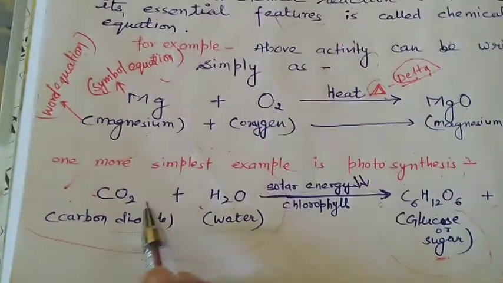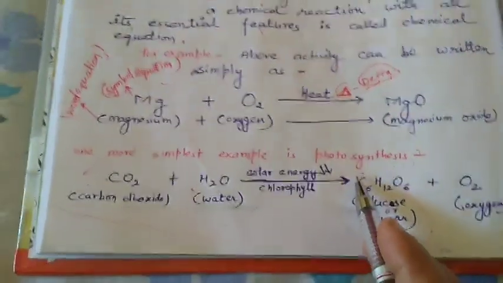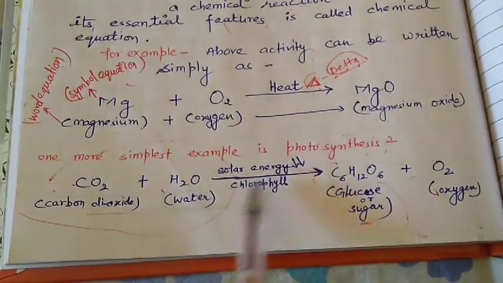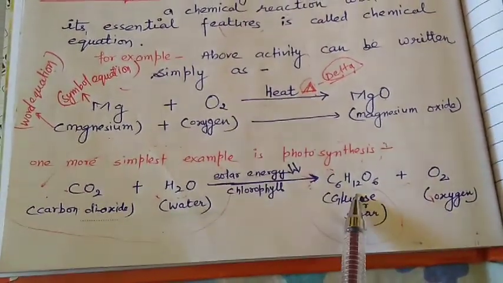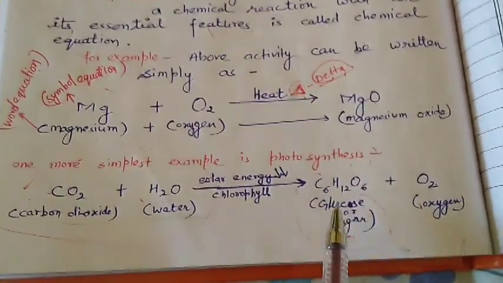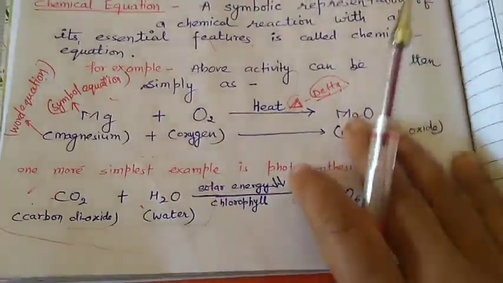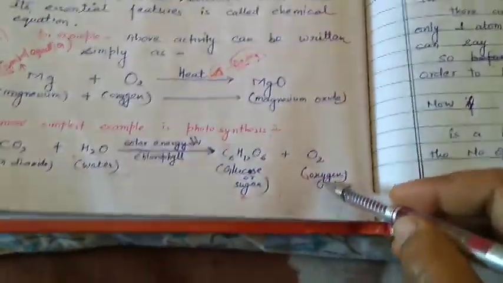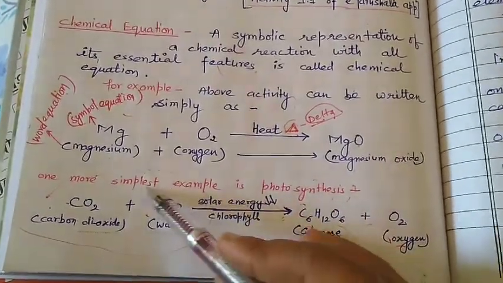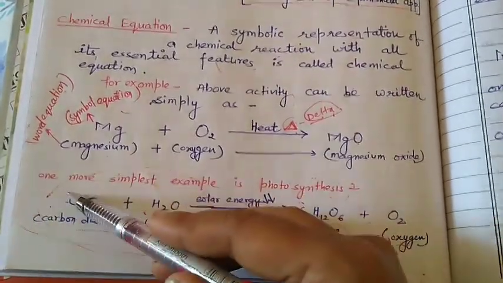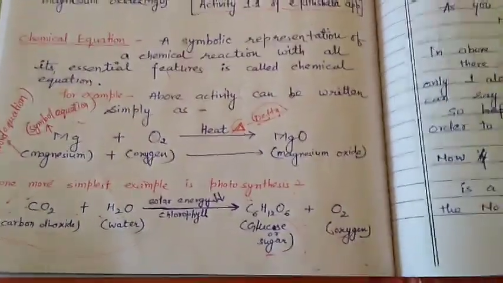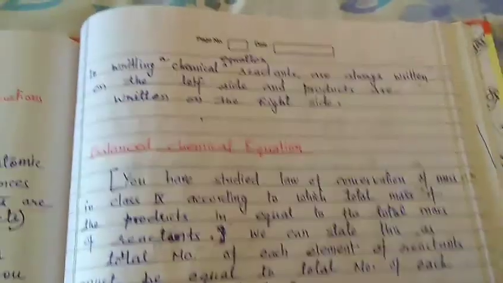One more simple example is photosynthesis. You already studied in your previous classes that carbon dioxide and water, in the presence of solar energy and chlorophyll, give you glucose. Glucose is a kind of sugar, which gives you energy, and oxygen, which is released into the atmosphere and which you use for breathing. Now, this is an example of photosynthesis. The substances we have written on the left side are called the reactants, and those on the right are called the products. You already know that, as you have studied it in previous classes.